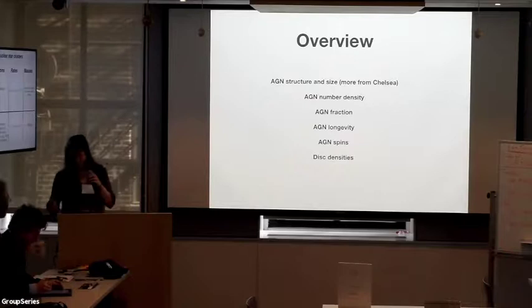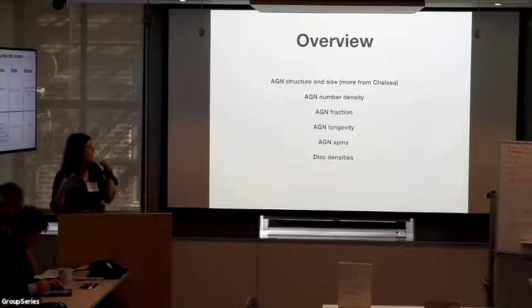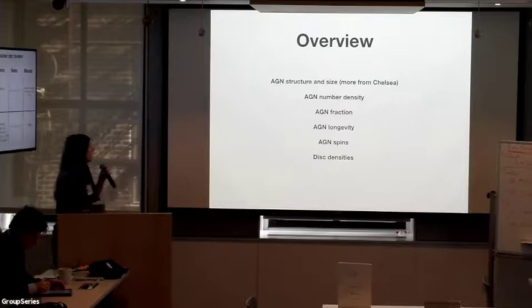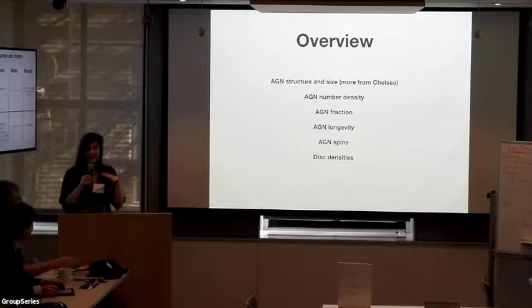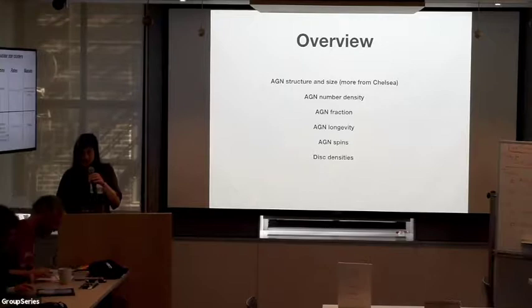I'm going to tell you a little bit about just the basics of AGN structure and size, and Chelsea is going to go into that more in depth. And I'll just go through number density, AGN fraction, longevity, spin, and disk densities, and kind of focus a little bit on really X-ray observations. I've been in the decadal white paper zone, so excuse me if I sound a little bit like a used car salesman for X-ray observatories. But anyway, here we go.